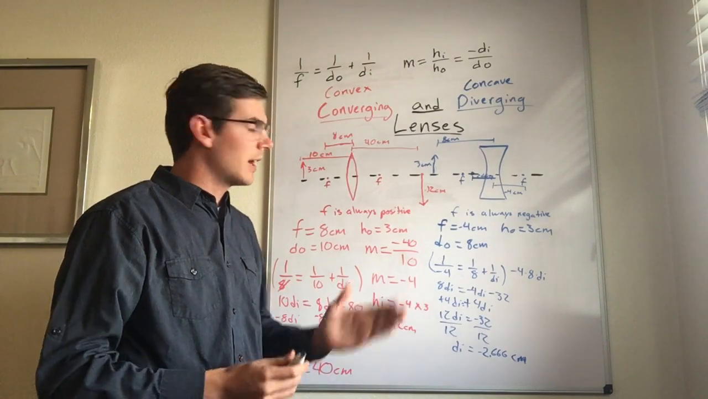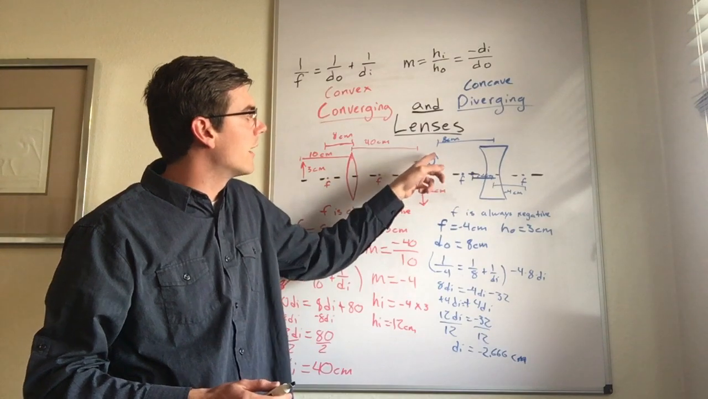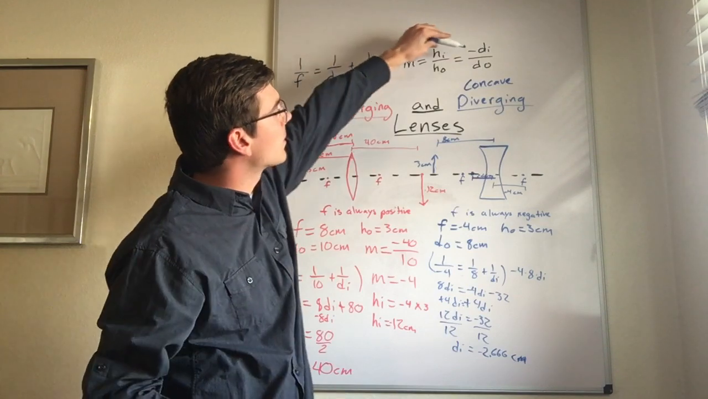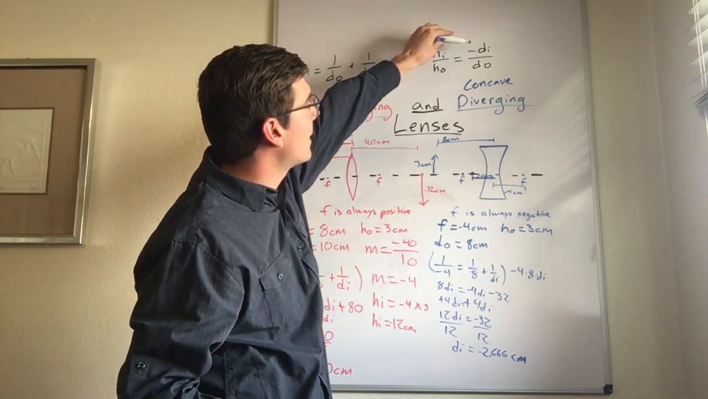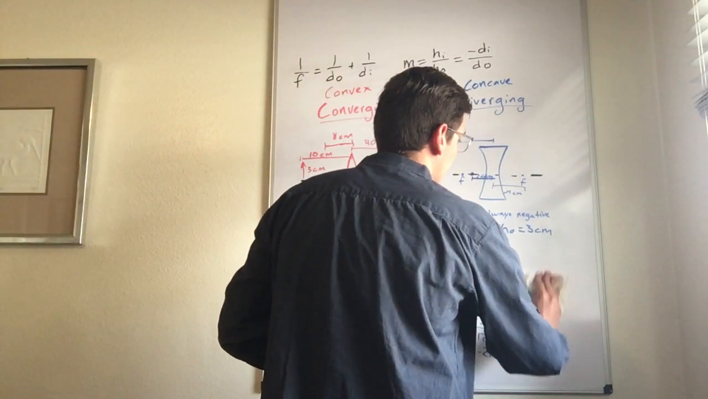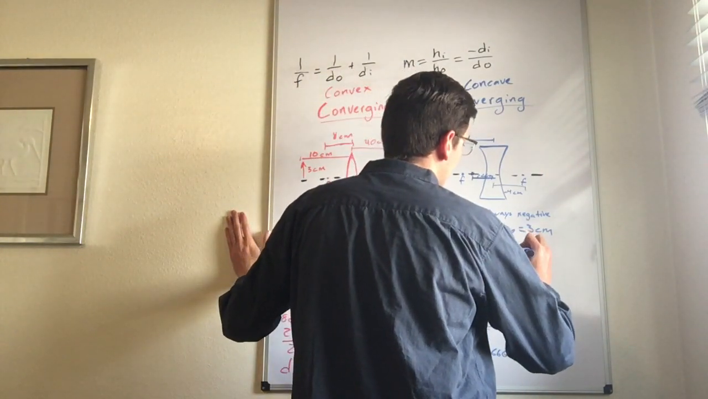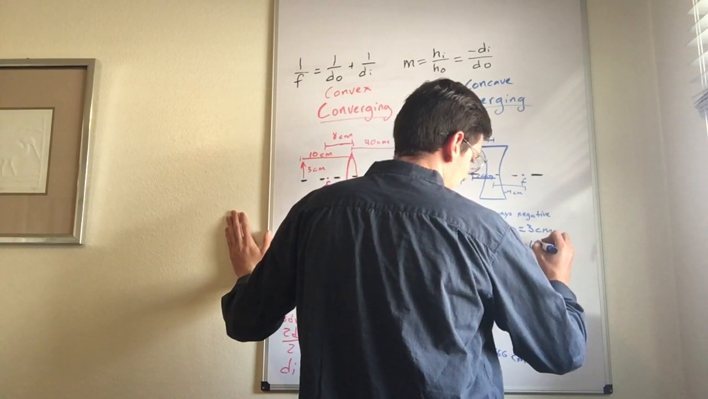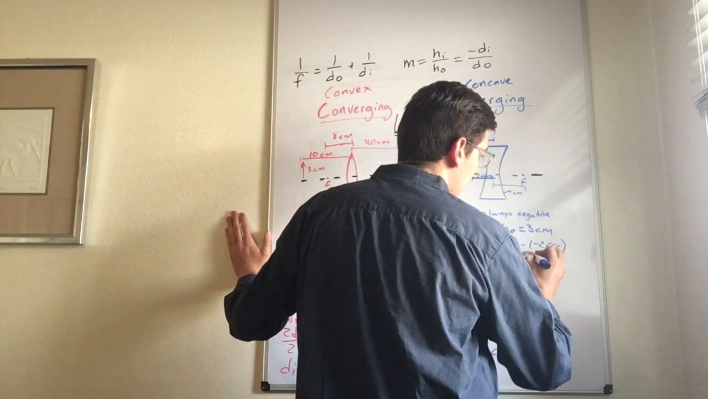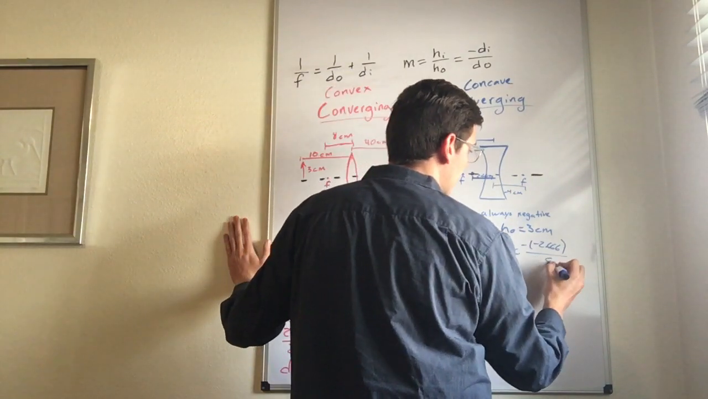And then to figure out if our image is going to be upright or inverted, because our object is upright, but our image could either be upright or inverted, we're going to use this equation up here. M equals negative distance image over distance object. So I'm going to clear a little bit of room, erase this right here, and then show you how to do it. So M equals negative, and then our distance image, negative 2.666, over the distance object, which is 8.